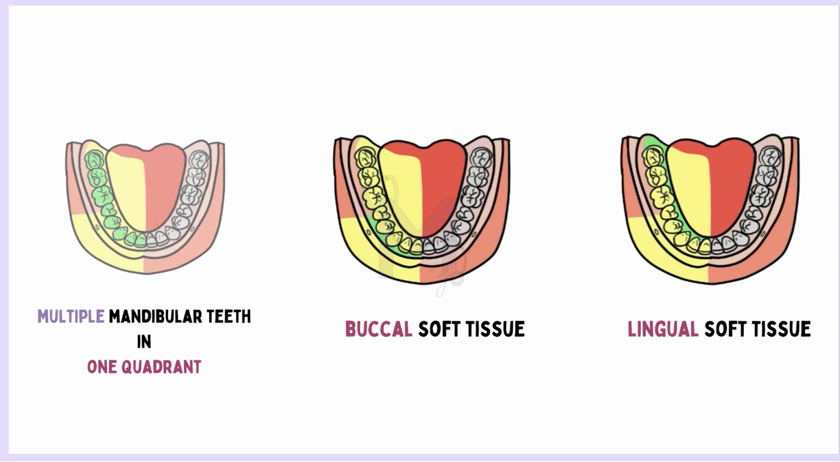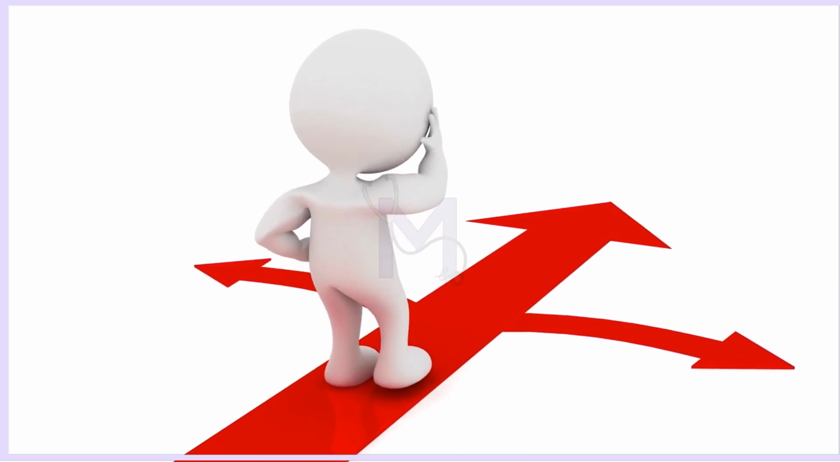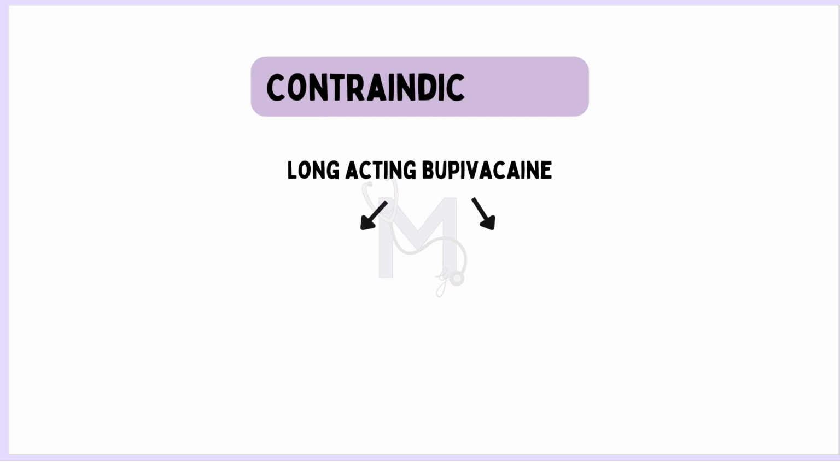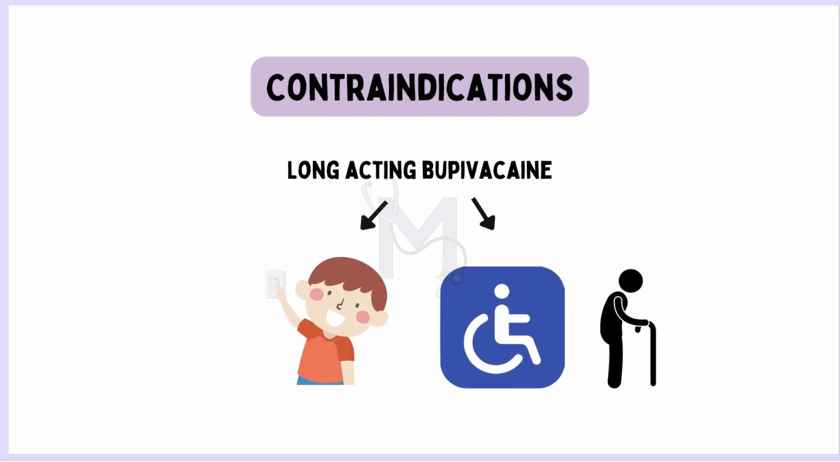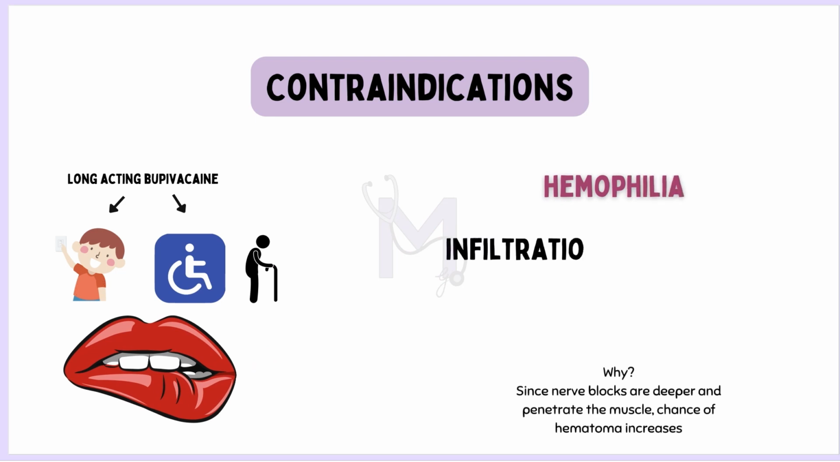Now, as we have seen when it is necessary to give this block, it is also important to know when it is not supposed to be given. Long-acting bupivacaine is contraindicated in a very young child or a physically or mentally handicapped adult or child, as these patients are more likely to bite their lip or tongue after the areas are anesthetized, due to a feeling of numbness. In patients with hemophilia, infiltration is preferred over nerve block to prevent excessive bleeding.